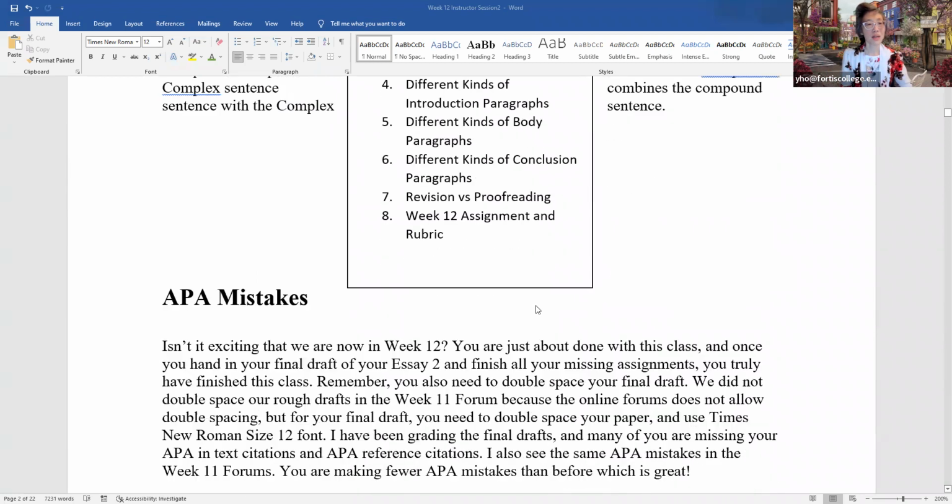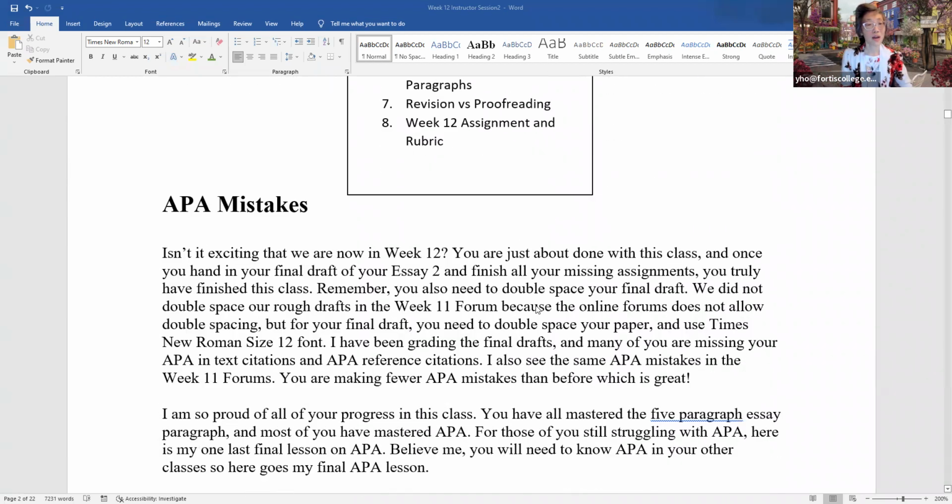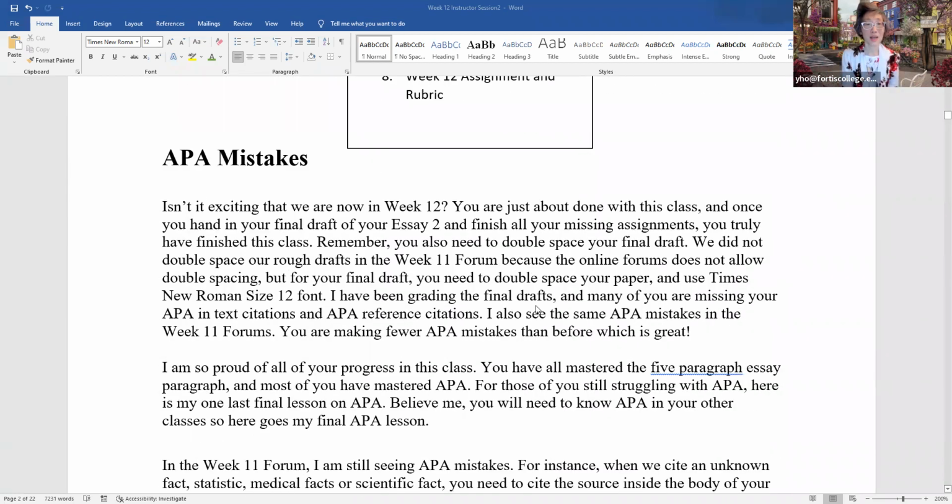Anyway, here is a rehash of APA mistakes. Isn't it exciting that we are now in week 12? You are just about done with this class. Once you hand in your final draft of your Essay 2 and finish all your missing assignments, you truly have finished this class.